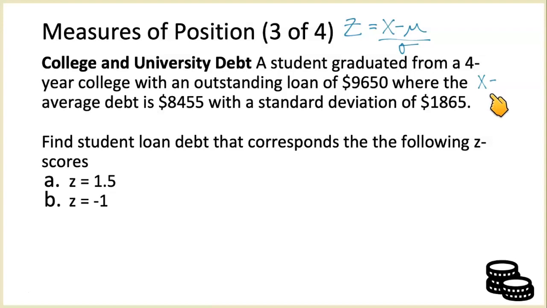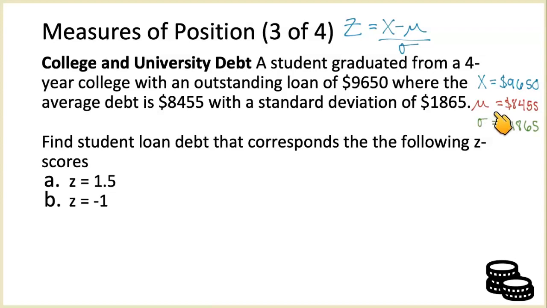And so we know that the value of x is this $9,650. We know the value of mu, which is the average debt from the college, is 8,455, and we know the value of sigma is 1,865. So what we can do, because now we don't want to find a z-score, we're given a z-score and we want to determine what number represents this position.